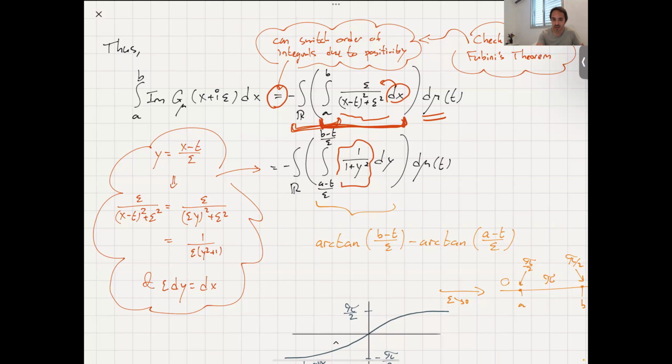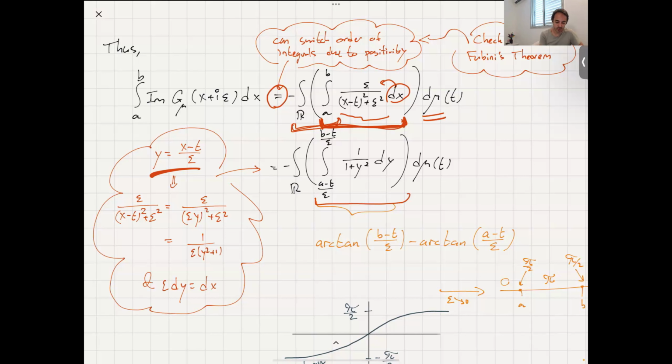So we just need to do a slight change of variables. Let's define y to be x minus t over epsilon. If you do that, you can easily verify, and the calculations are here, that the integral we are looking for is exactly this thing. A is now a minus t over epsilon, same for b. Then you just change variables, and that's what you get.